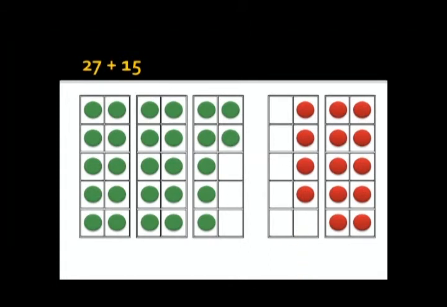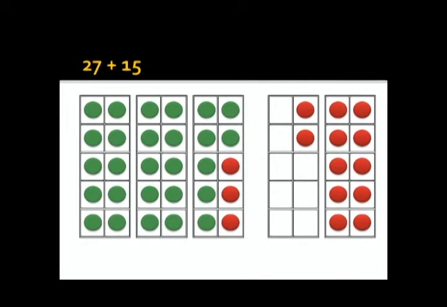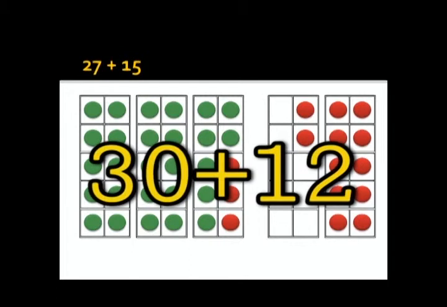Very good. Now we have moved 3 ones from the 15 side and placed them over on the 27 side. So we have completed 3 full frames. Now, what's the new number we're adding on this side? 30, and it will be added now to 12. 27 plus 15 is the same as 30 plus 12.